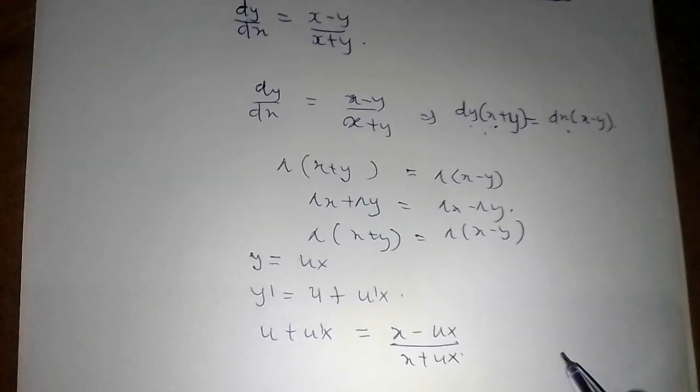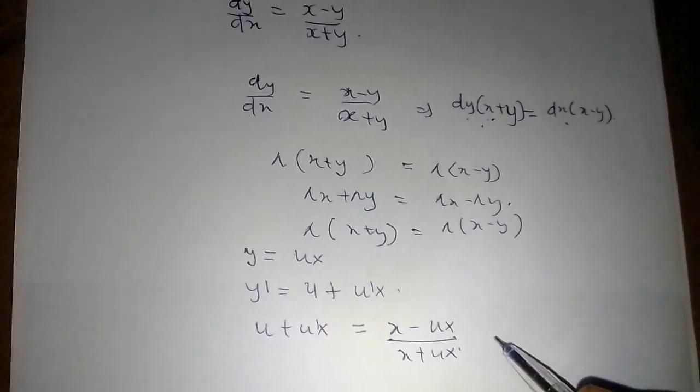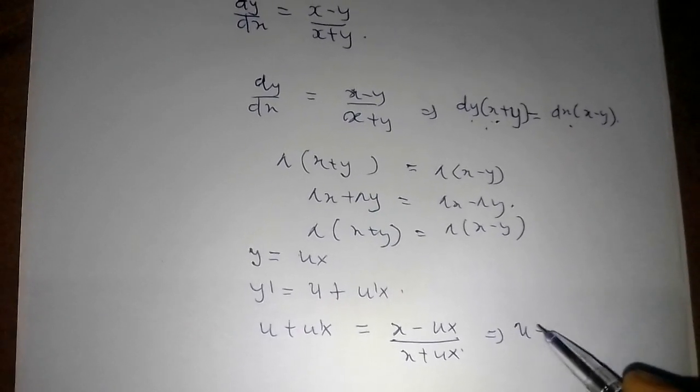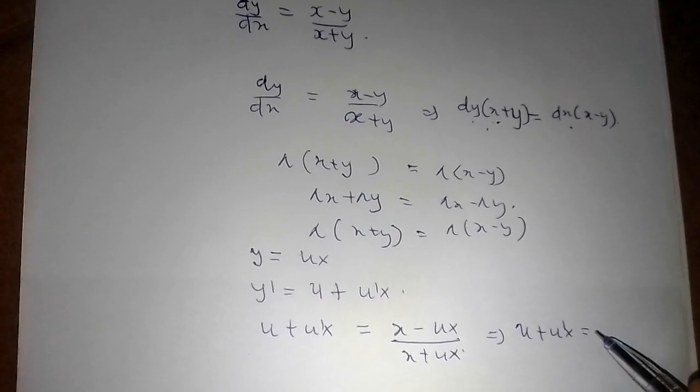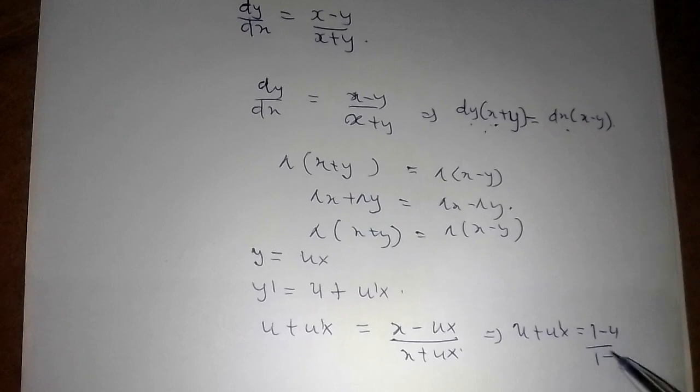At this stage, what do we do? We can see there is x everywhere. We just eliminate them and we get u plus u prime x is equal to (1 minus u) over (1 plus u).